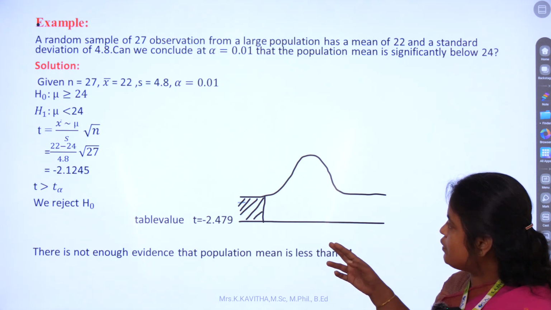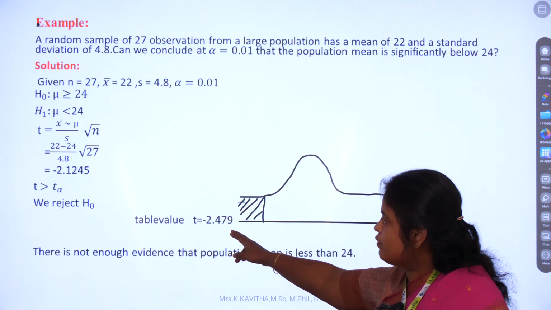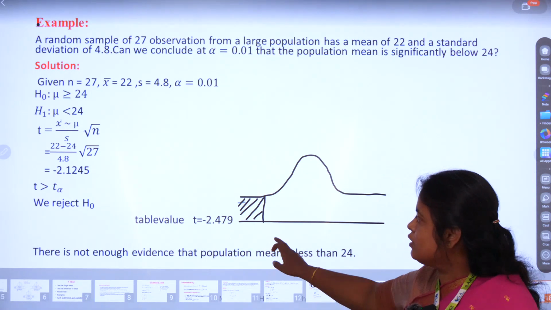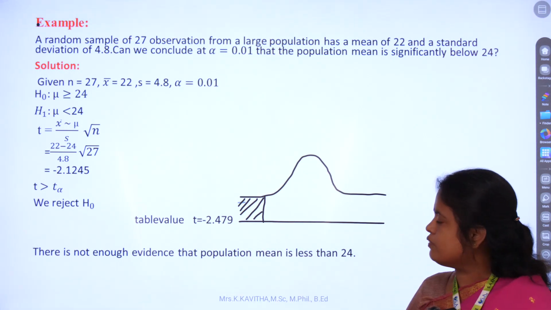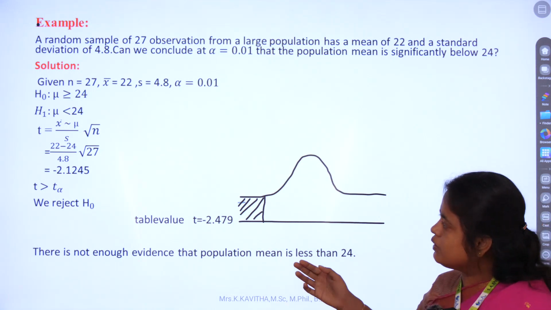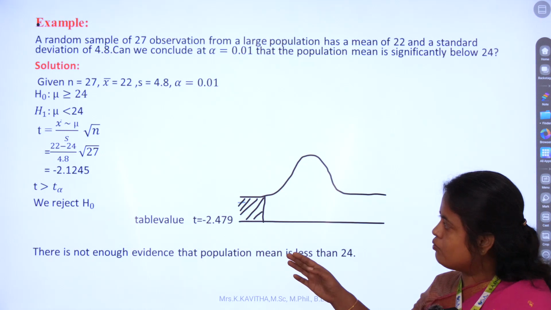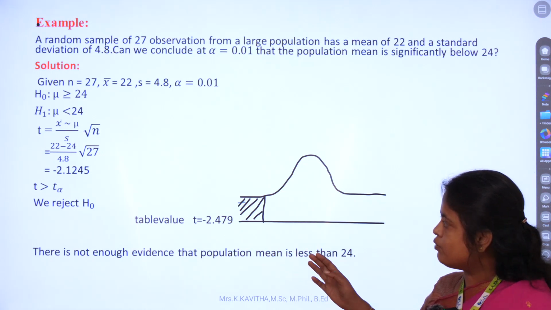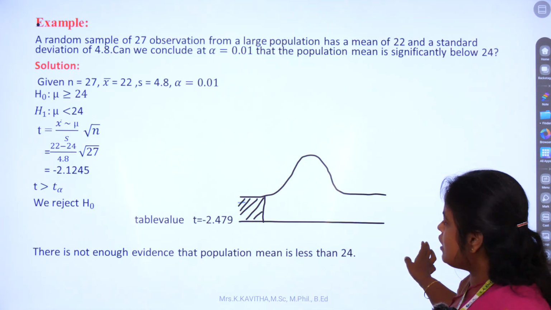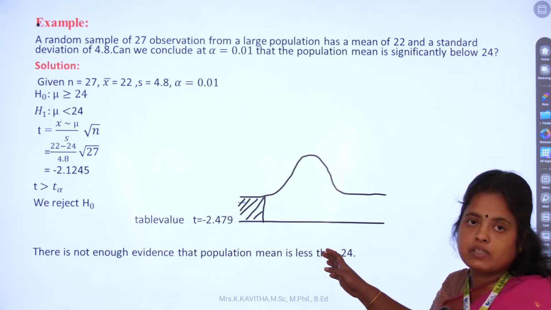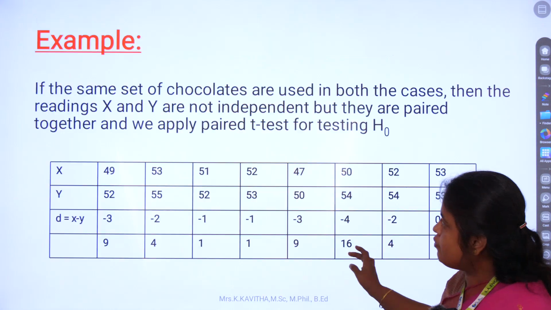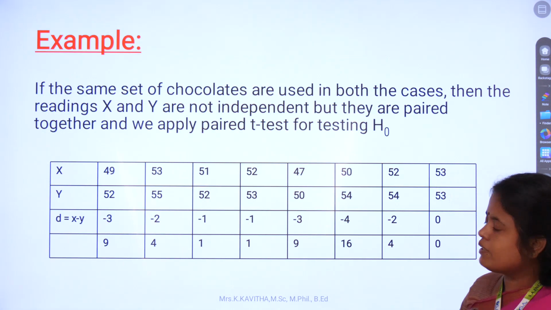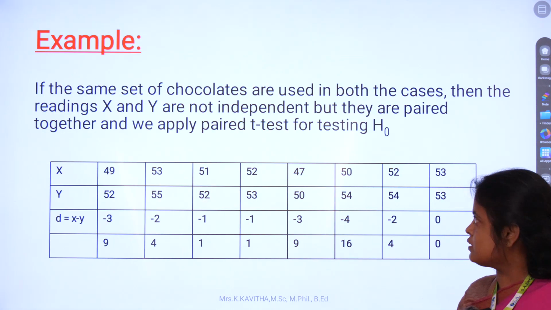Again at alpha 0.01, the table value is t equal to minus 2.479. Again the calculated value is greater than the table value. We will be rejecting the null hypothesis and accepting the alternative hypothesis. This is an example for the paired t-test.